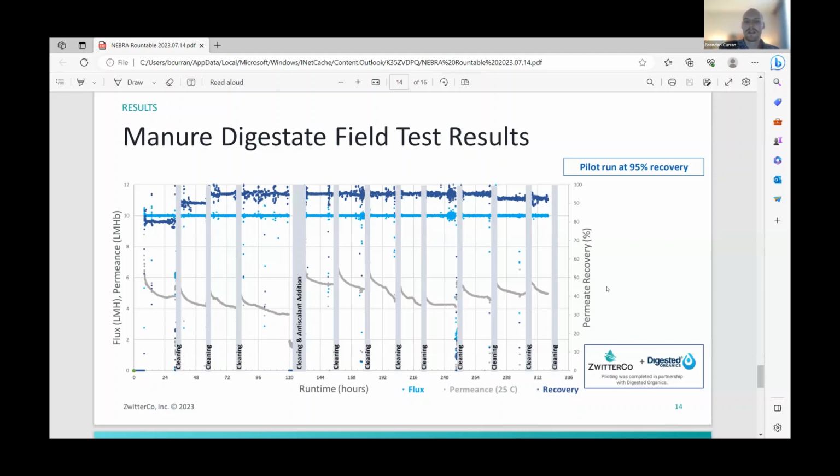So this is some of the data that I like to show. Most important is that it's steady operation. We're able to get back up to the full performance recovery, or full permeance that we wanted to be at, and this is one of the reasons why these membranes were used in the Digestate project.